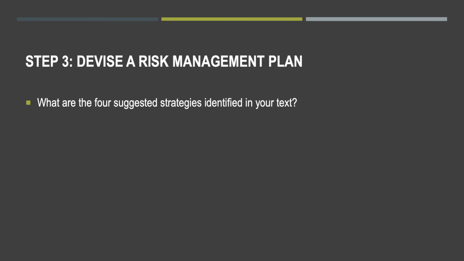Okay, so moving on to step 3, and that is to devise a risk management plan. Your textbook suggests 4 strategies. There are others, but we're going to focus on 4. And these strategies are for dealing with the risks after you've identified them and then evaluated them. The 4 strategies are to 1, avoid or eliminate the risk altogether, 2, reduce the risk, 3, transfer the risk, and 4, retain the risk. So I'll give you an example of each of these.